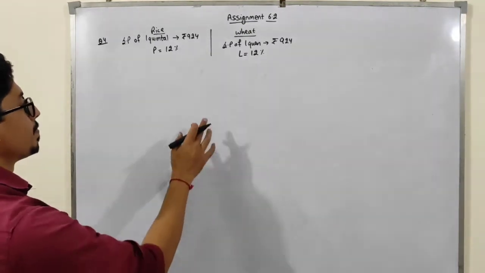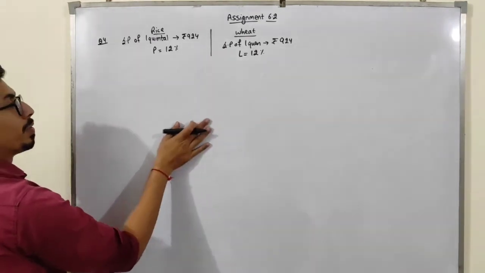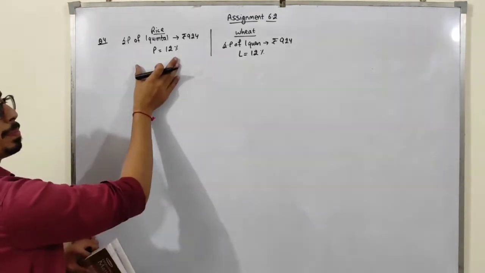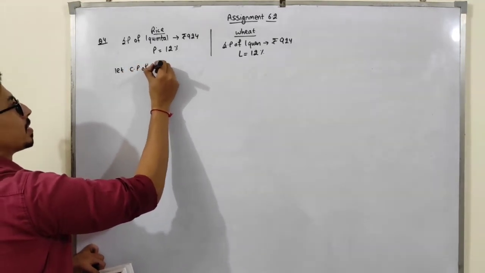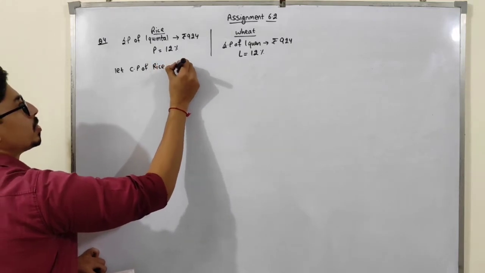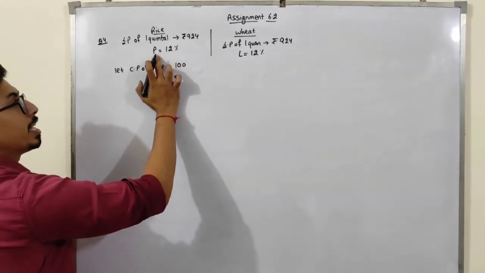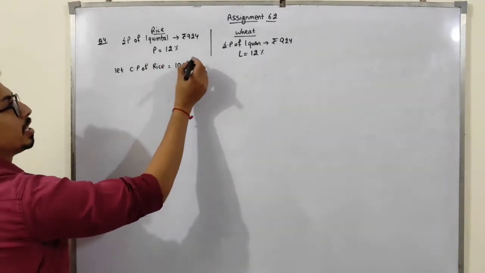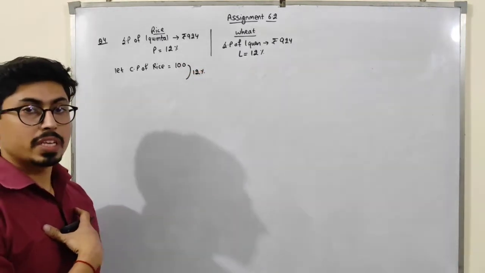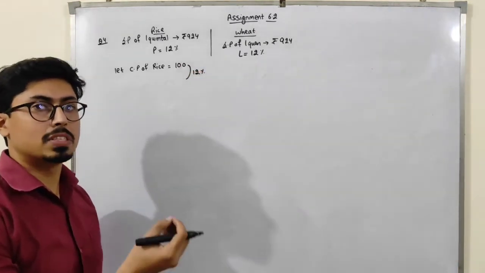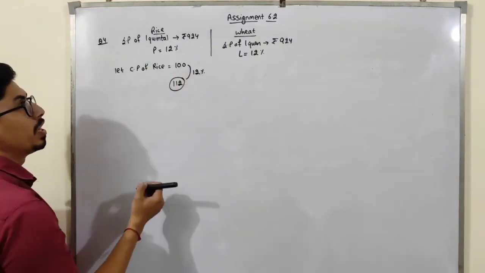Now see, students, how can we do this? We don't know the CP of rice. Let CP of rice be equal to 100. So he got a profit of 12%. I bought something for 100 and I get a profit of 12. That means I have sold it for 112.